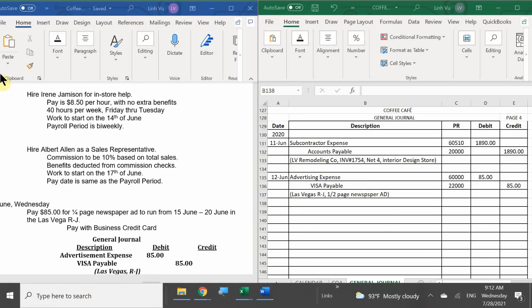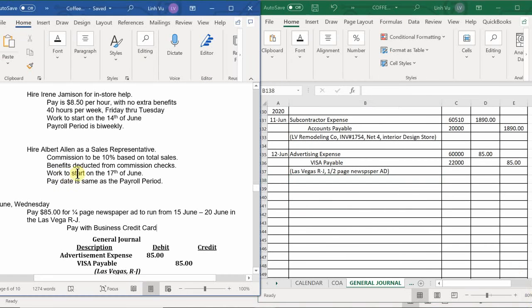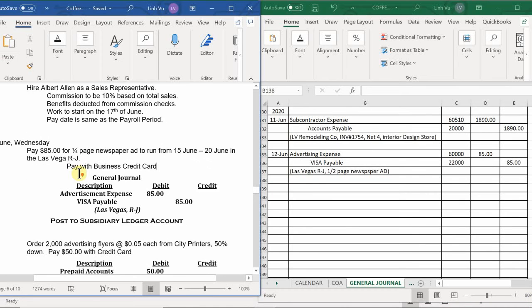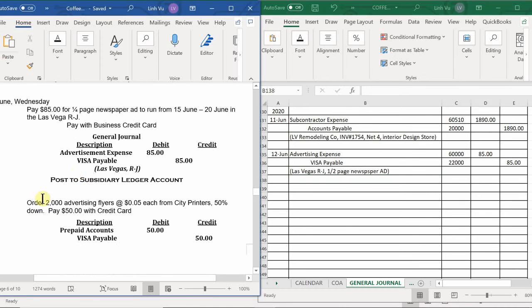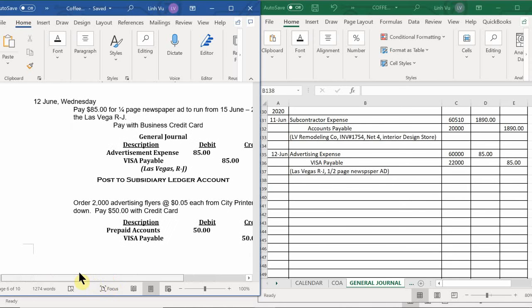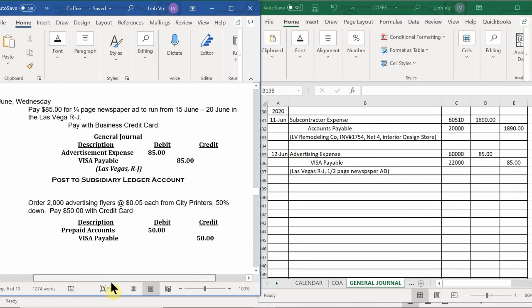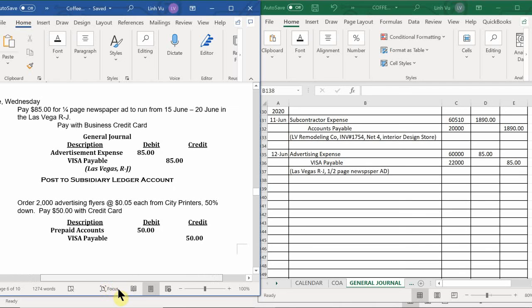Okay. So that was our very first advertising expense. Let's see what happened next. Okay. So here we decide to order 2,000 advertising flyers, which cost 5 cents each flyer. And we had city printers print them out.